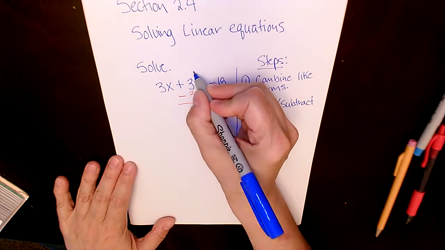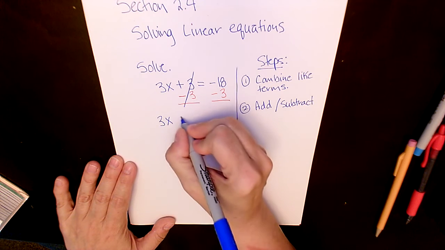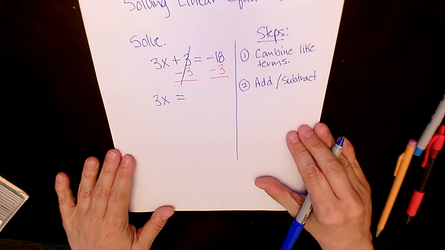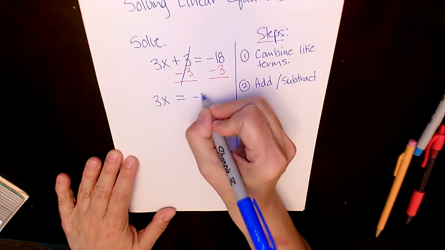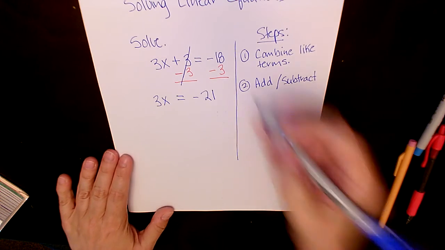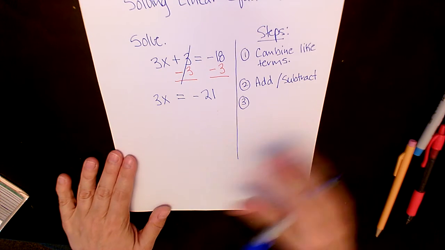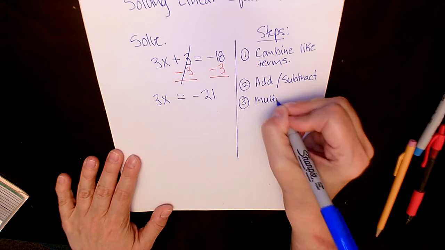Okay, so 3 minus 3 cancels out. This 3x comes down. Negative 18 and negative 3, we're going to add those two together, two negatives, so that's a negative 21. Okay, and then our last step is to either multiply or divide.